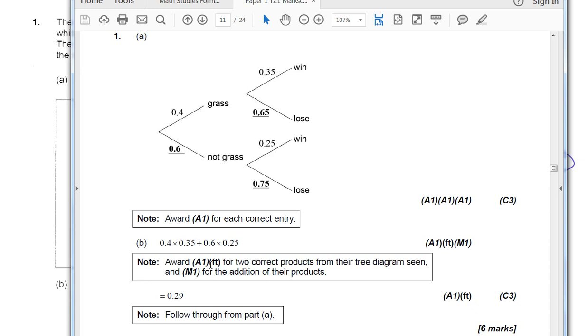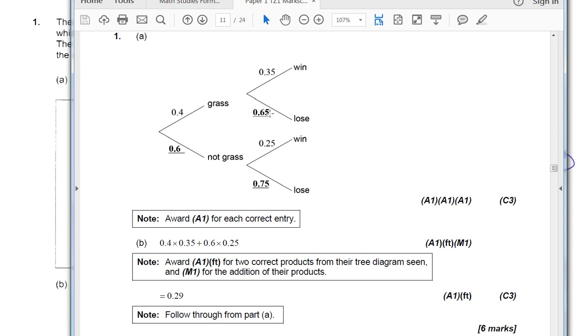So it says award a point for 2 correct products from their tree diagram seen. So there's our 2 correct products. Award M1 for the addition of those. That's where we took our 0.14 plus our 0.15, and then we get our last point for getting the 0.29 on there. Okay, and this follow through part here is basically if you messed up one of these numbers here, but you use those wrong numbers correctly in these formulas here, you would still get full points down here. You would just lose a point up here.